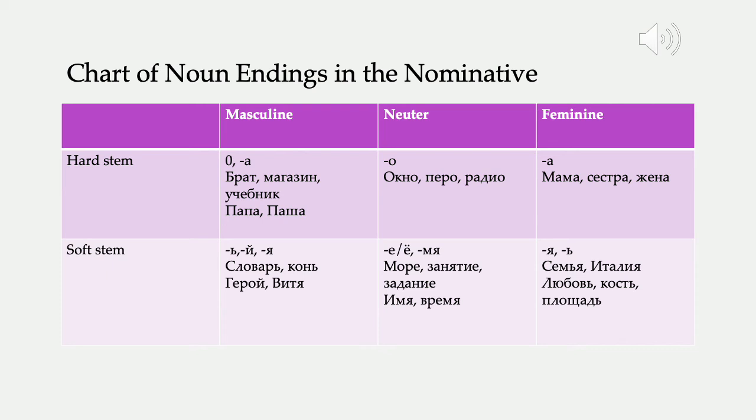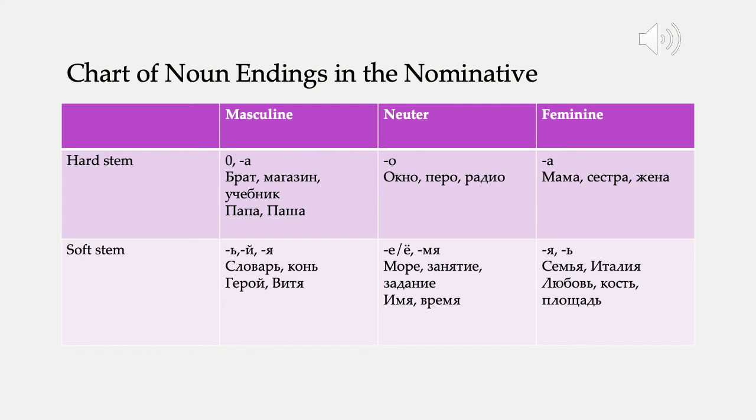So more, sea, занятие, college class, задание, assignment, are all soft stem neuter nouns. And note this ie ending, that's quite common. And then we have имя, first name, время, time. Those are the two most important soft stem neuter nouns that end in mya.